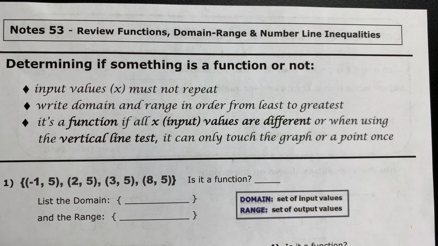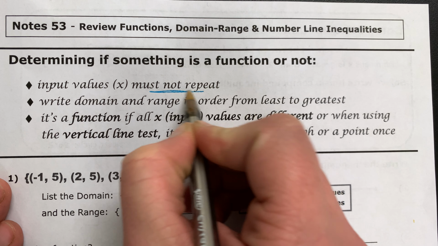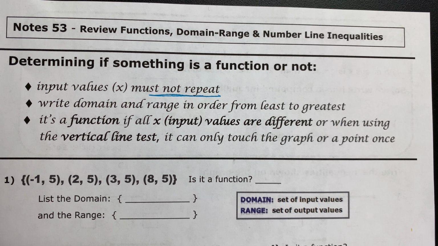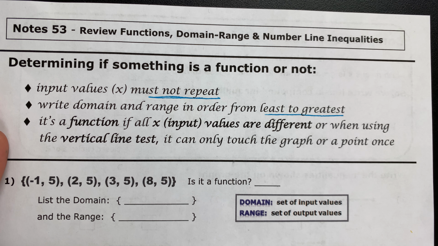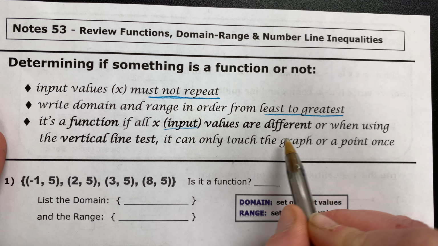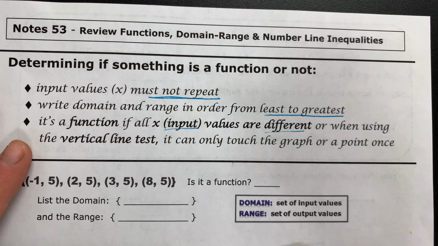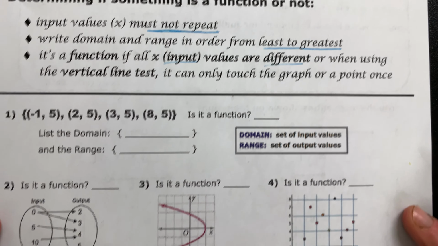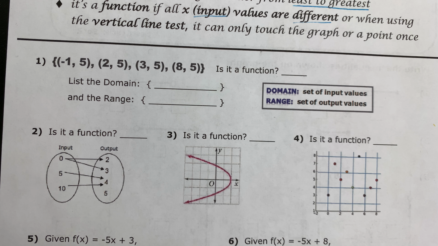All right, so determining if something is a function or not. Remember, for a function, our x values must not repeat. When we write down domain and range, we order them from least to greatest. It's a function if all x inputs are different. So again, x's don't repeat. And on a graph, it should pass the vertical line test. So we're going to look at each one of these, determine if they're a function or not, and if it asks us to, list the domain and range.